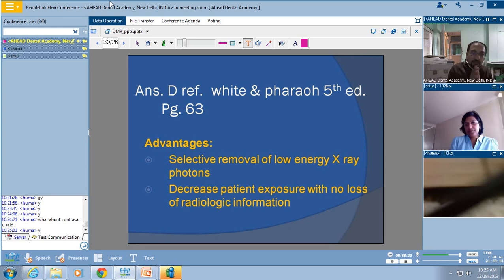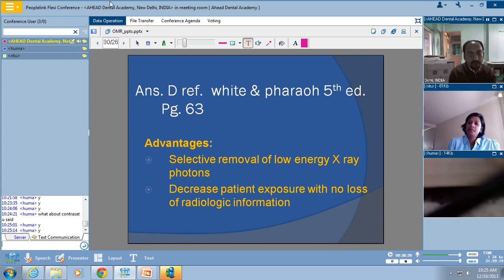When we place a filter in the path of the X-ray beam, we remove the lower energy X-rays and we do increase the contrast. Okay? But we are able to do it very minutely, not very majorly. So between the two choices of contrast and reduced patient exposure, the better answer is reduced patient exposure. Regarding contrast, I have a question, so don't worry, I will be covering contrast in detail. Is it clear?